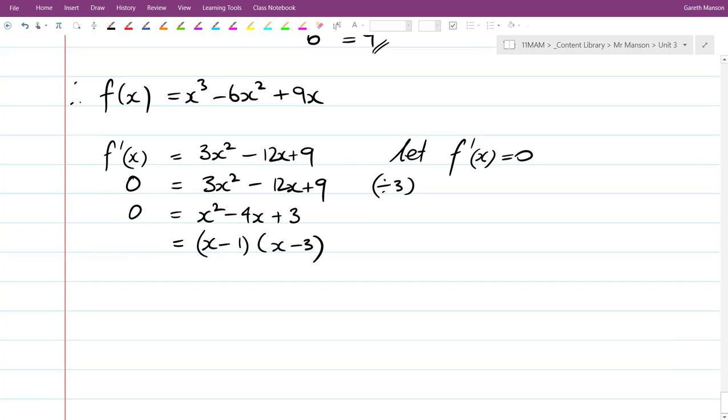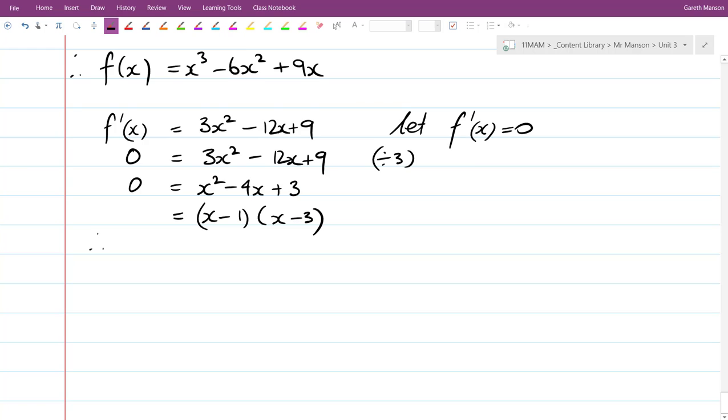Is that true? Yep, that's true. So therefore, x equals 1 or 3. The stationary points occur at x equals 1 or 3. And the nature of the stationary points are determined by testing f double dash. But before I do that, I need to actually work out the coordinates of the stationary points. So I need the y values as well, which is the most common thing to forget to do.